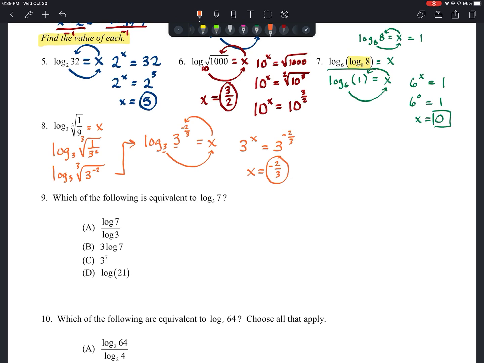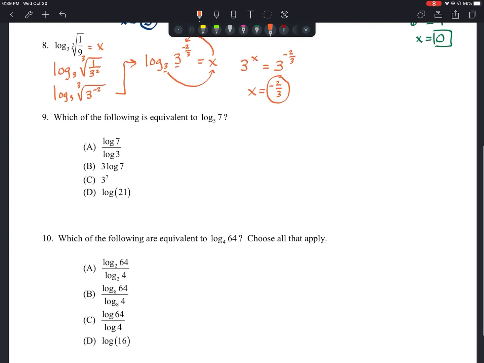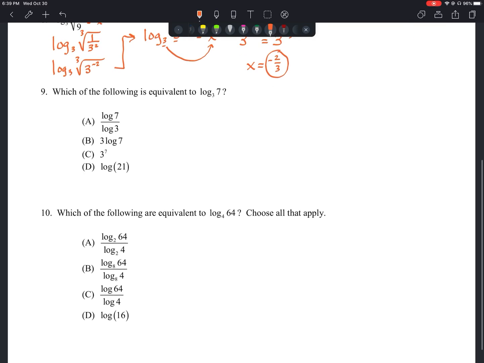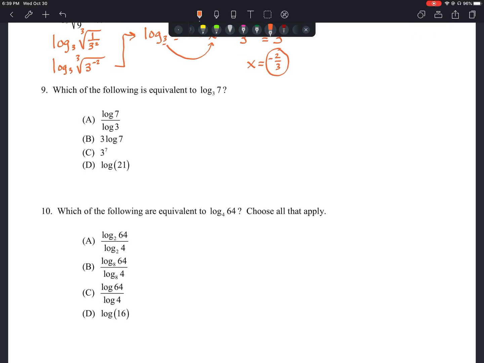If you have questions about any of those, please make sure you mark them down. We're going to go ahead and jump into number 9 as well. It says, which of the following is equivalent to log base 3 of 7? So log base 3 of 7, right?